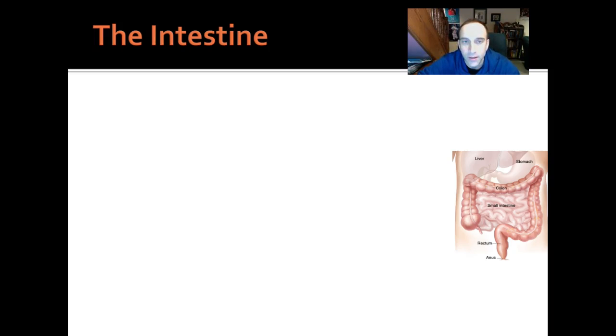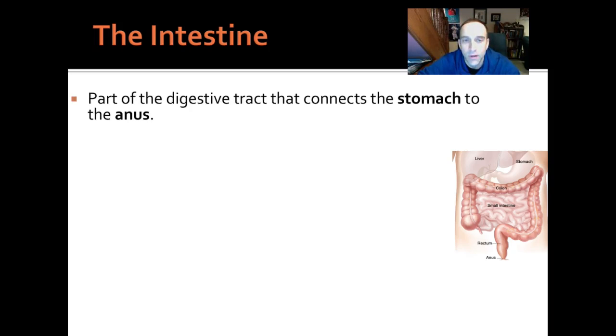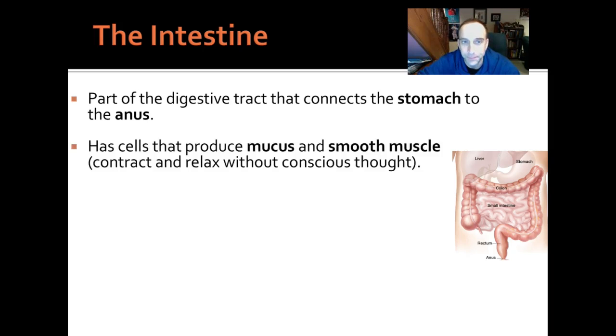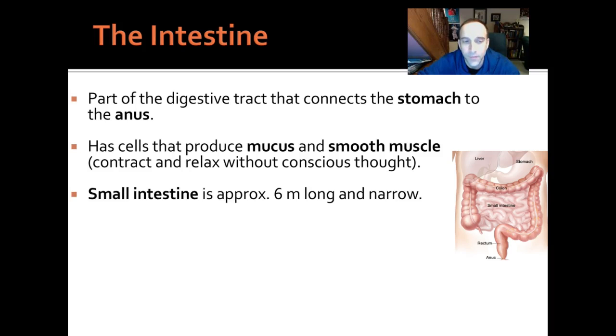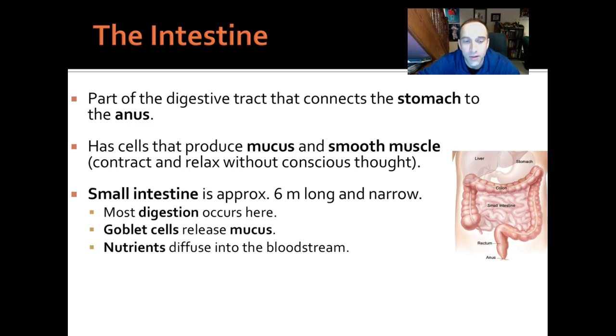Passing from the stomach, the food is going to move along the digestive tract into the intestine. The intestine primarily connects the stomach to the anus. It has cells that produce mucus and smooth muscle that contracts and relaxes to push the food through, again without conscious thought. The small intestine is about 6 meters long and is very narrow and skinny. Most digestion, or the breaking down of food, occurs here. Goblet cells release mucus, and nutrients diffuse into the bloodstream.